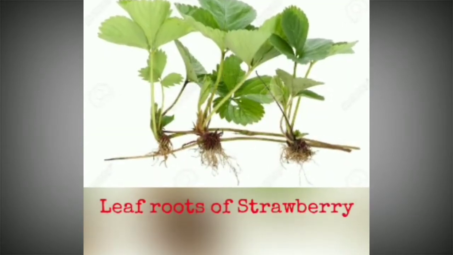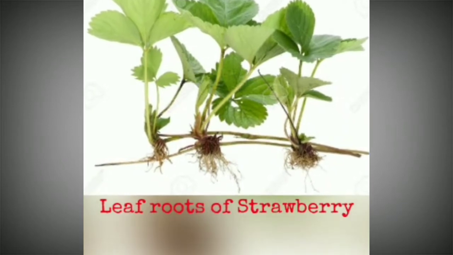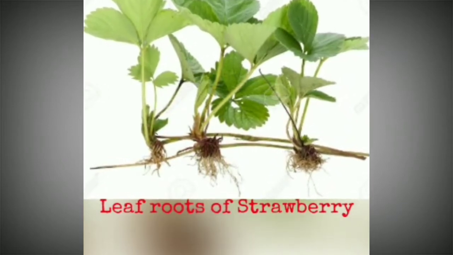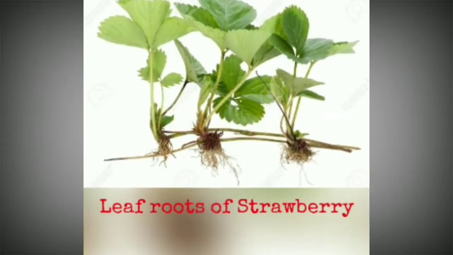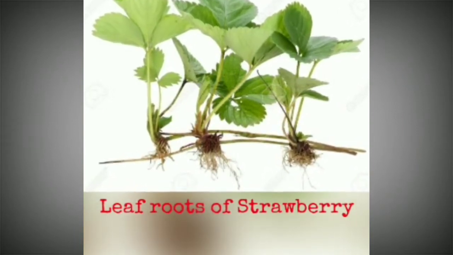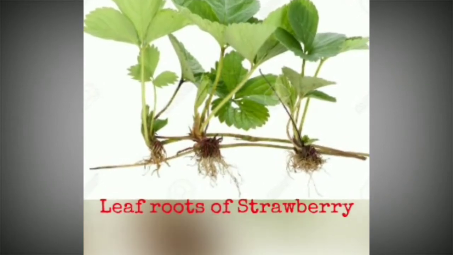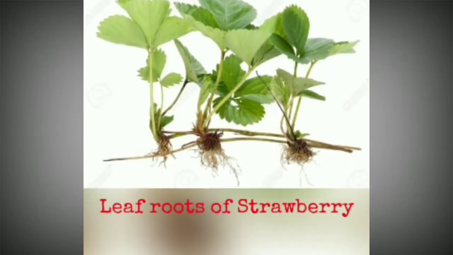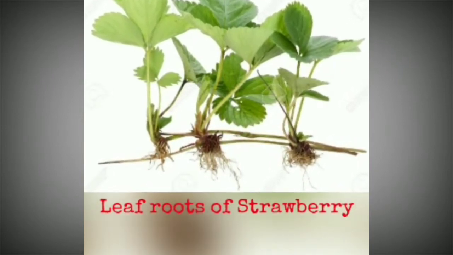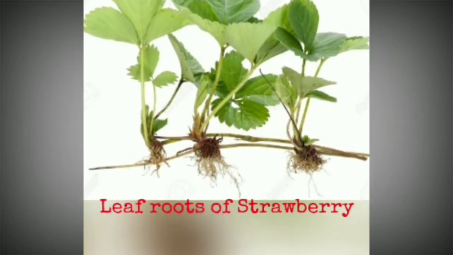Then comes the leaf roots of strawberry, similarly Bryophyllum. They also bear leaf roots, which ultimately help them in the purpose of reproduction. So these are some other functions that the root bears over the plant body, when it does some kind of special function in order for the plant to survive.